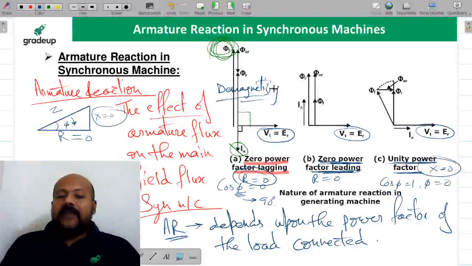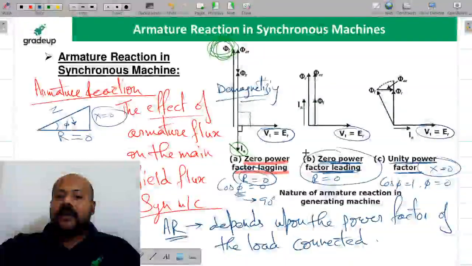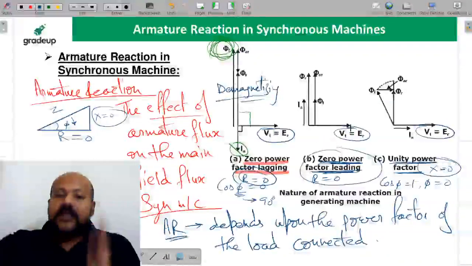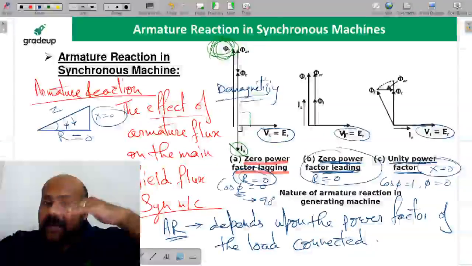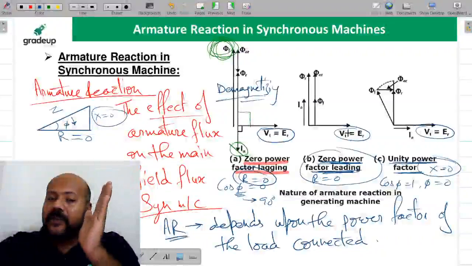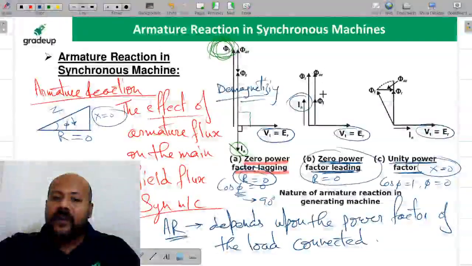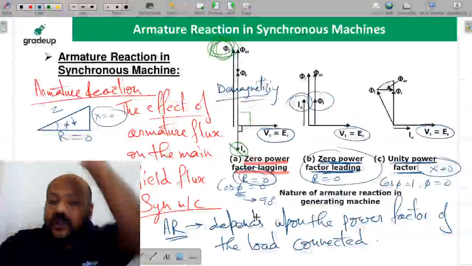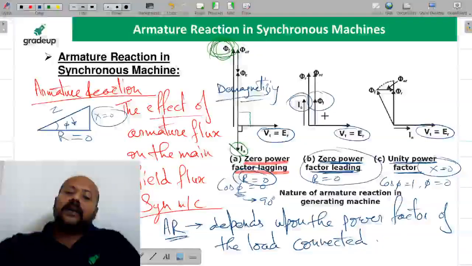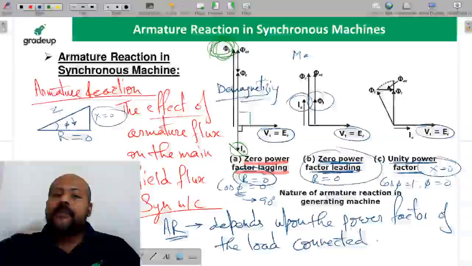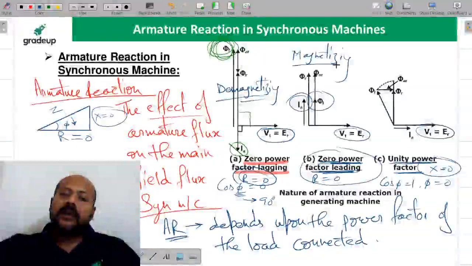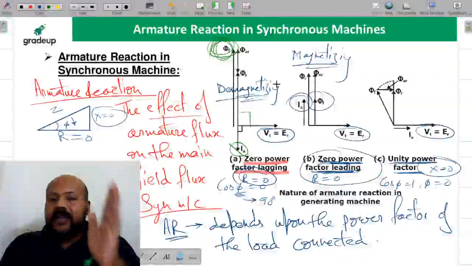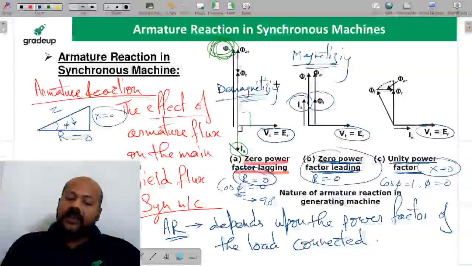Come to the second point. Second case, zero power factor leading condition. What is the practical understanding? The practical understanding is the armature current is going to lead the terminal voltage or the excitation EMF by 90 degree, therefore this armature current is going to be in the same phase of the main field flux, and the flux due to armature current is also going to be in the same direction. So for this zero power factor leading condition, you can say the armature reaction is going to be magnetizing. Is it clear or not? For the first case we have seen the armature reaction is going to be demagnetizing. For the second case we have seen the armature reaction is going to be magnetizing.